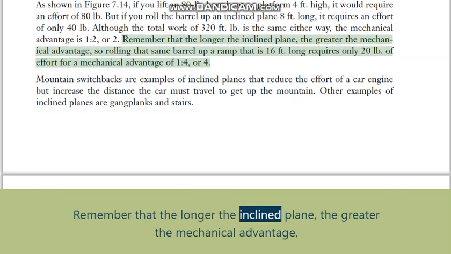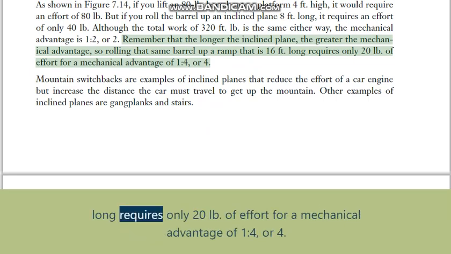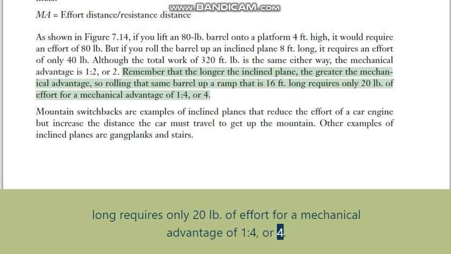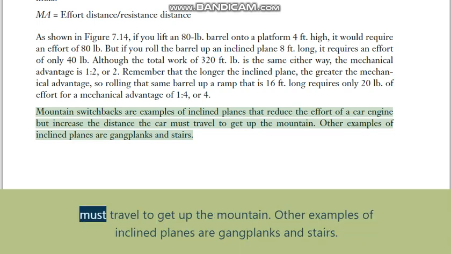Remember that the longer the inclined plane, the greater the mechanical advantage, so rolling that same barrel up a ramp that is 16 feet long requires only 20 pounds of effort for a mechanical advantage of 1:4, or 4. Mountain switchbacks are examples of inclined planes that reduce the effort of a car engine, but increase the distance the car must travel to get up the mountain. Other examples of inclined planes are gangplanks and stairs.